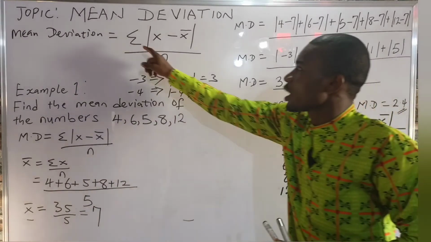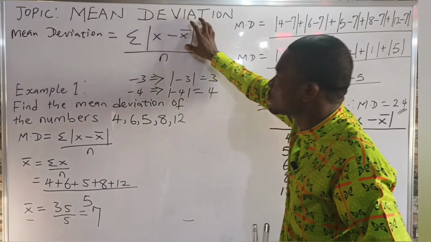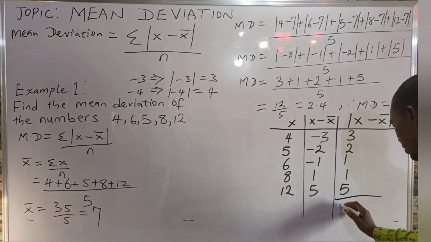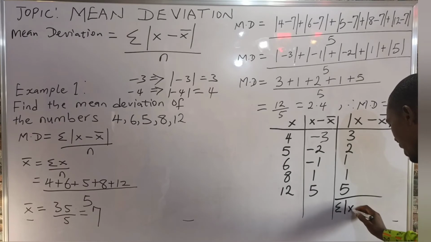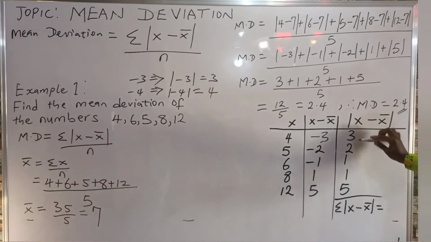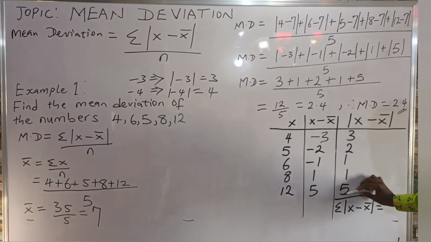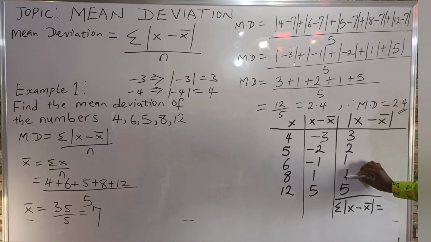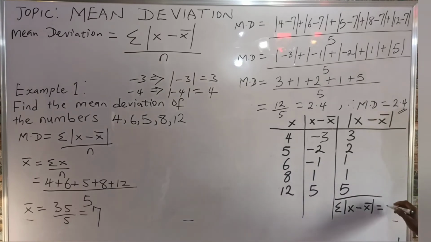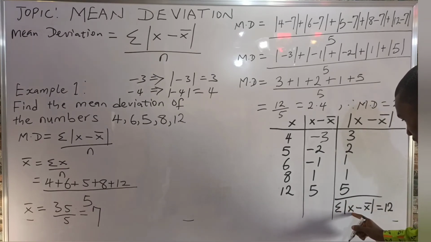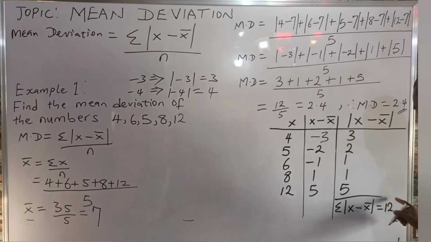Then coming back to our formula, we have the summation of the absolute value of x minus x bar. That is equal to, we want to sum all the absolute values we've gotten here. Then we have 3 plus 2, which is 5. 5 plus 1 is 6. And 6 plus 1 is 7. And 7 plus 5 is 12. So automatically the summation of the absolute value of x minus x bar is equal to 12.